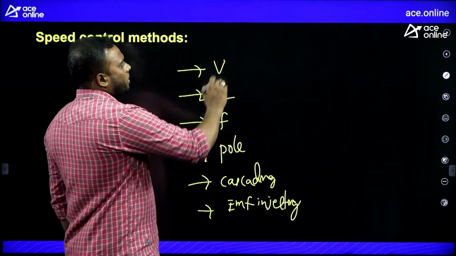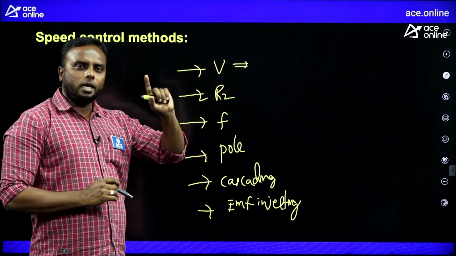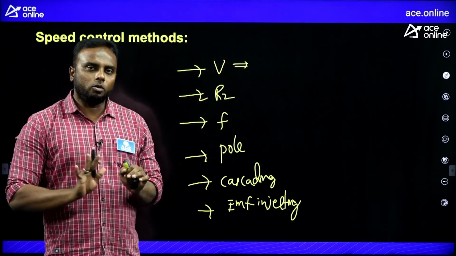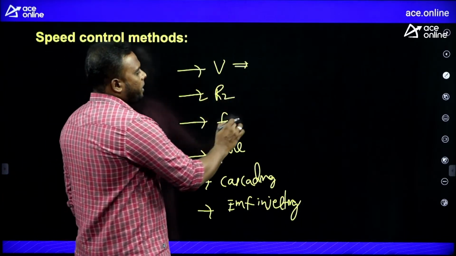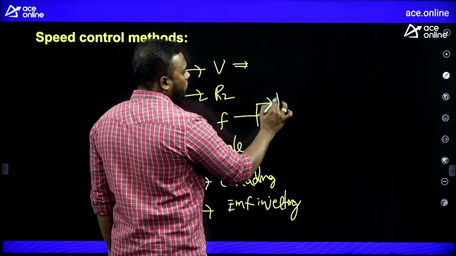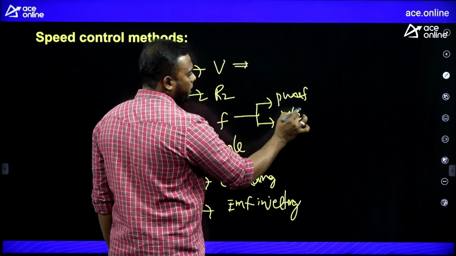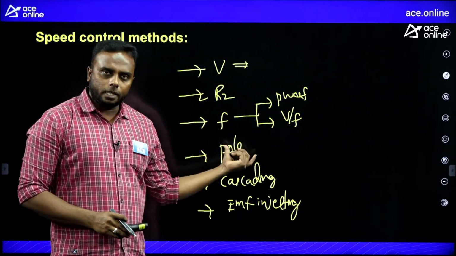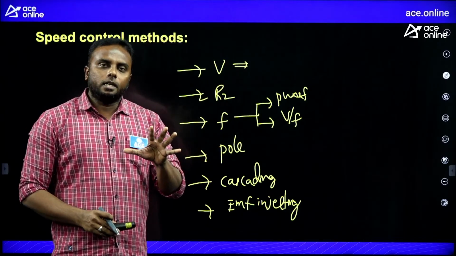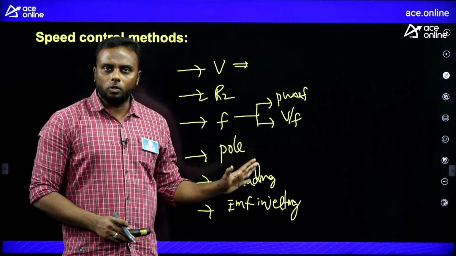Voltage control is suitable for below rated speed. Voltage control, for any motor, is suitable for below rated and not suitable for above rated. Rotor resistance control is also below rated only. In frequency control, again we have 2 methods: pure frequency control and V by F control, the variable voltage variable frequency method. The pole changing technique is particularly suitable for squirrel cage. For slip ring it is difficult, that's why we don't use it.